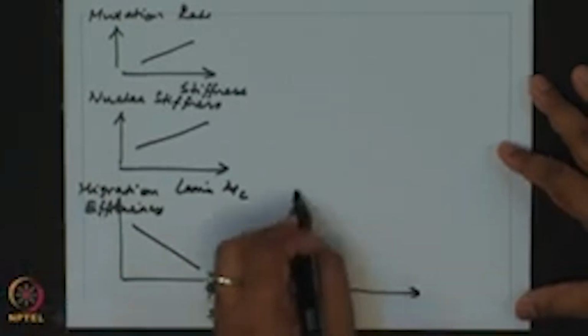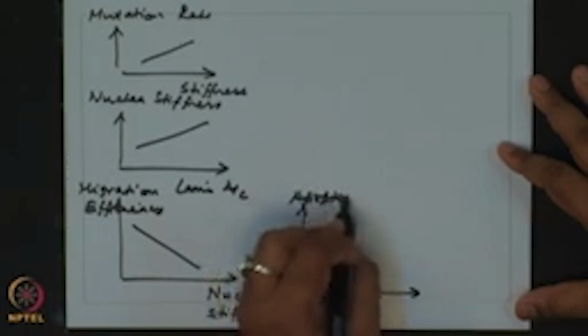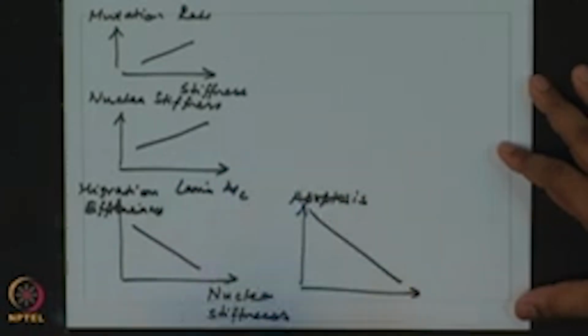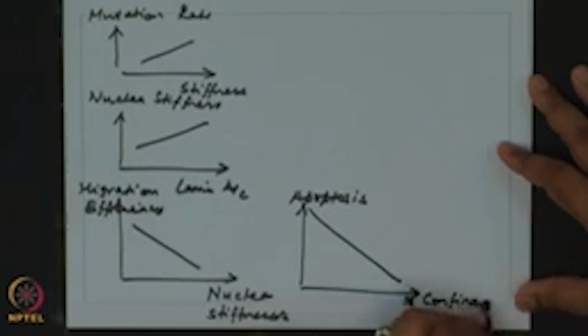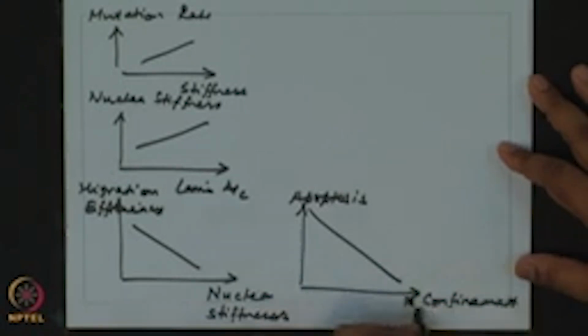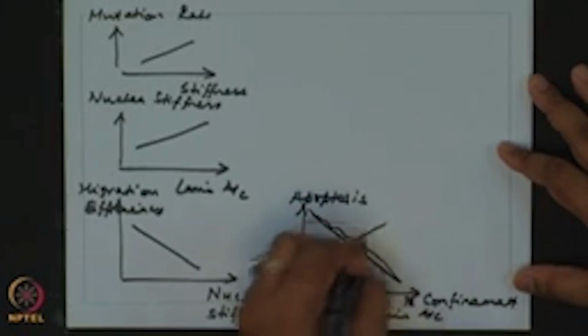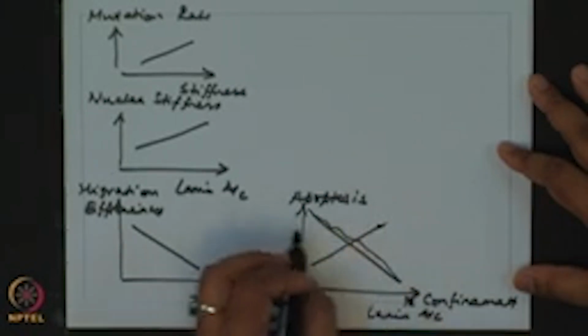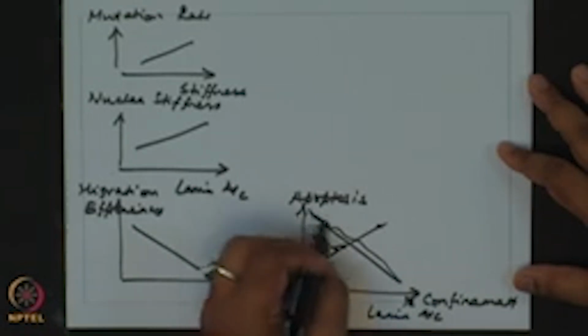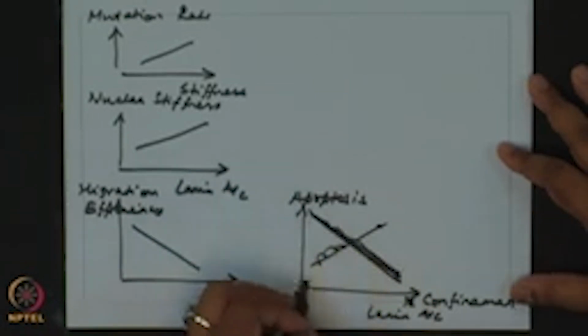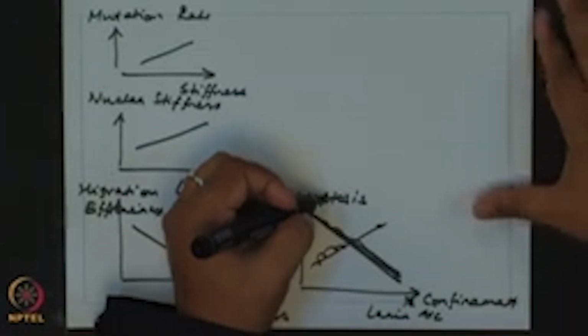And not just this connection, you also have higher apoptosis with increased nuclear stiffness, increased amount of confinement, and when lamin AC levels are low. Sorry, this is the other way around. No, this is right only. So, if you have low lamin AC levels, you have a higher amount of apoptosis.